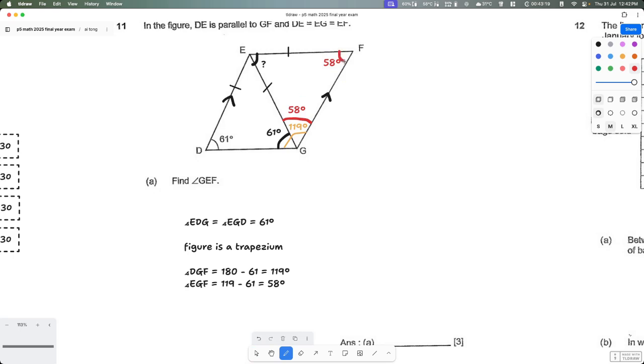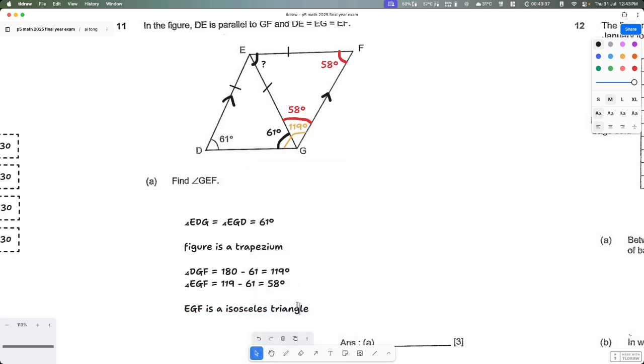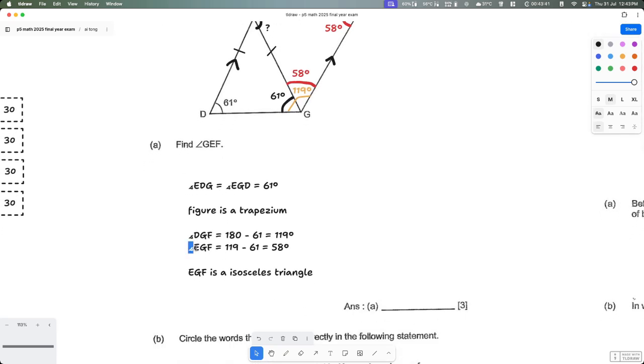And since we know that this EGF is an isosceles triangle. So right, the EGF is an isosceles triangle. Okay, my spelling is a bit wrong. So that means angle GEF is equal to 180 minus 58 times 2.